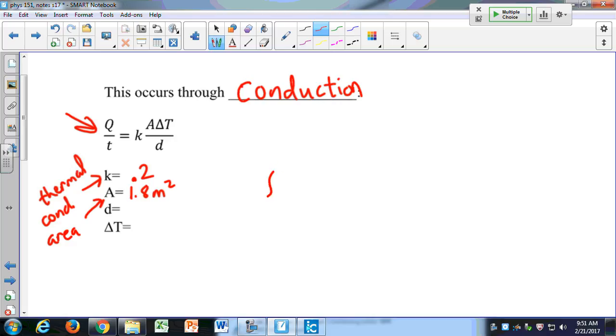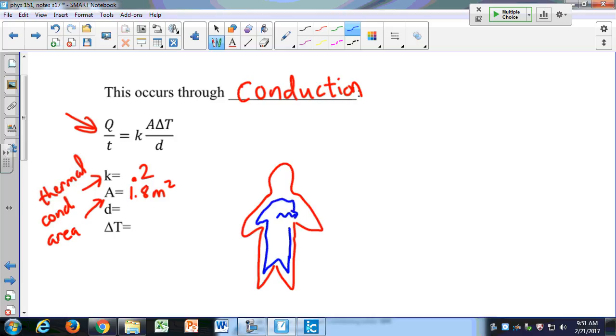So if I think about my person, this is a person wearing a Snuggie, one of those little suits. So my heat is radiating outward. And if I think about my core is here, then I'm going really through just this little piece of skin. So I'm sort of going through the outer layer of the skin. So this distance D is going to be just the thickness of the skin, which isn't that much. It's just a few centimeters.